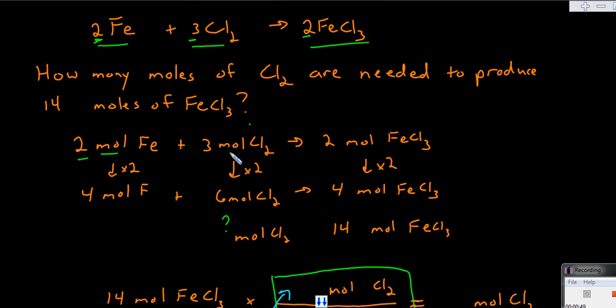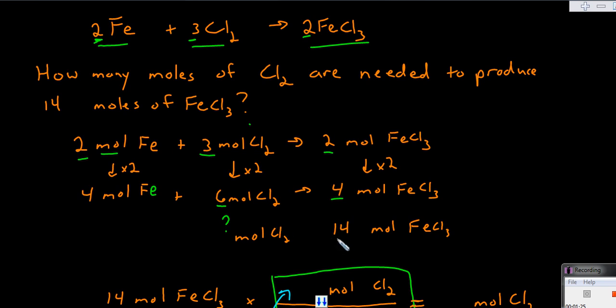This ratio of 2 to 3 to 2 is consistent no matter how many moles of these particles react or are formed. For example, if you were to react twice as many moles of iron and chlorine, you would form twice as many moles of iron(III) chloride. There is a 3 to 2 ratio of moles of chlorine versus iron(III) chloride in this case, and in the next case, and in all cases.